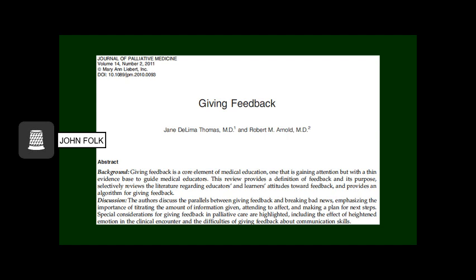Thomas and Arnold in 2011 described giving feedback as an essential function within medical education. These authors identify parallels between discussing bad news with patients and giving feedback to learners, emphasizing the importance of adjusting the amount of information given, attending to the affect of the individual receiving the information, and making plans for next steps.